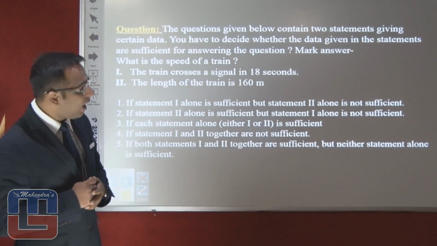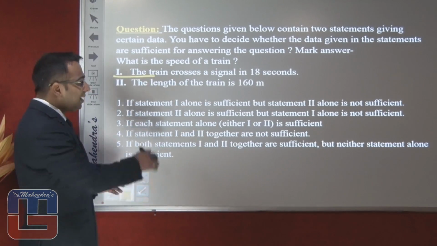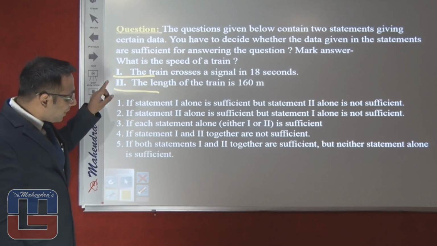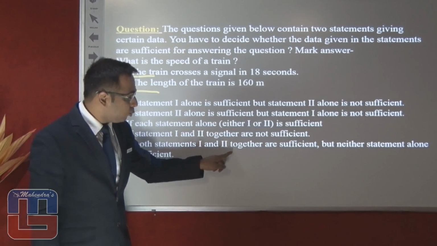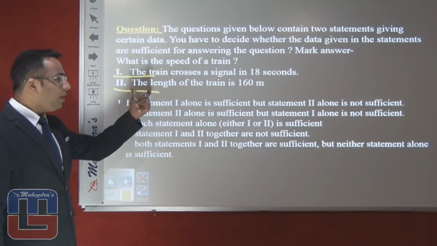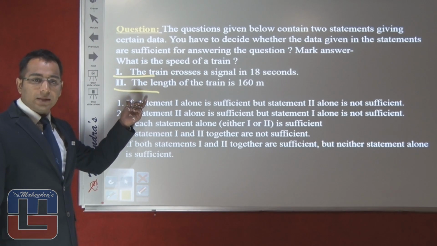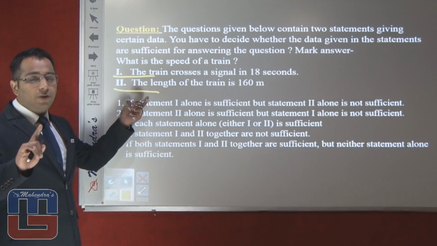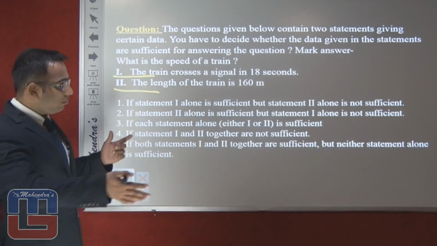Now we have to use both the equations, because the first equation gives us the time, and the second equation gives us the distance. So the answer will be: both statements 1 and 2 together are sufficient, but neither statement alone is sufficient. You cannot get the speed with only time or only distance. So we cannot get the speed with either statement alone. We need both statements together.